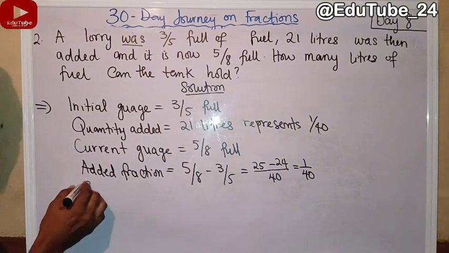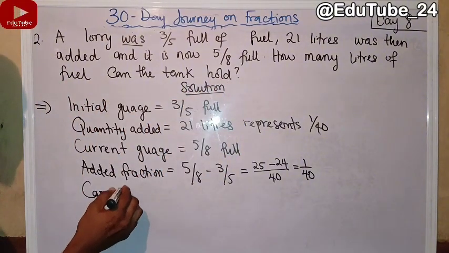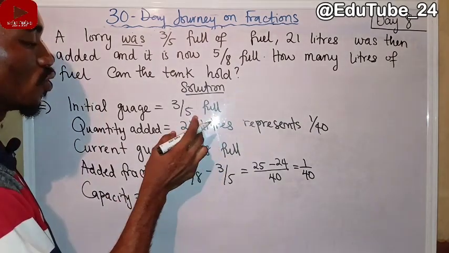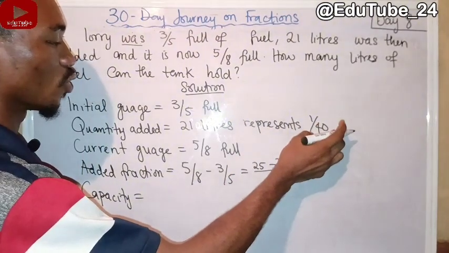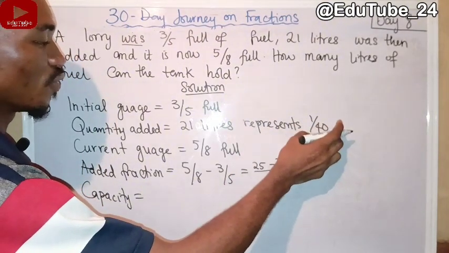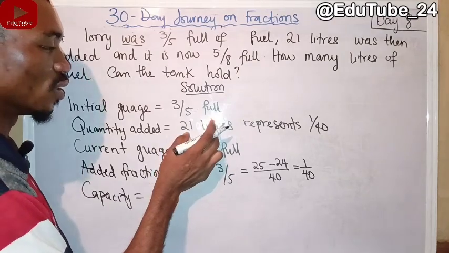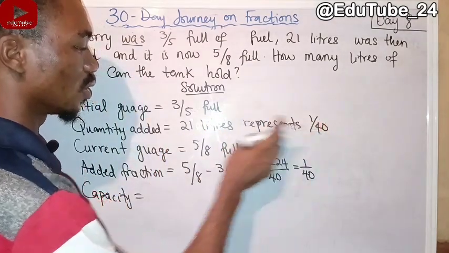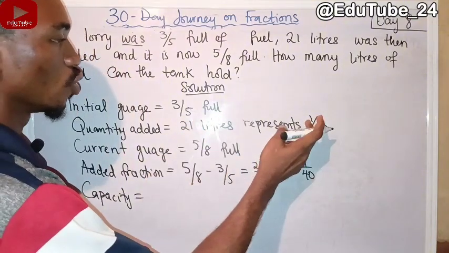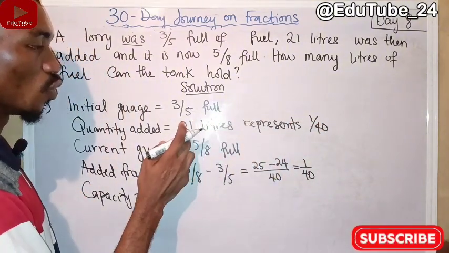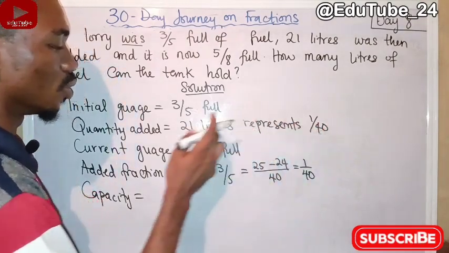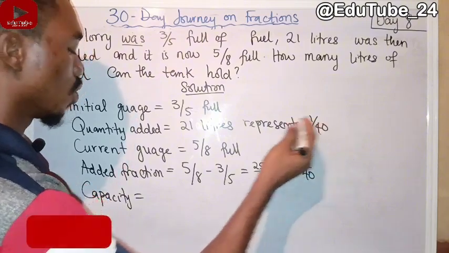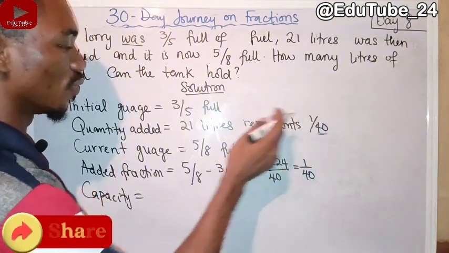That means the capacity of the tank. So to find the capacity of the tank, since we now know that this 21 liters was the quantity of fuel that was added, and this fraction is the equivalence of this quantity that was added, that means this 21 liters represents this 1 over 40. So if 1 out of 40 is 21 liters, that means 2 out of this 40 will be what? 21 times 2, and then 3 out of this 40 will be 21 times 3.